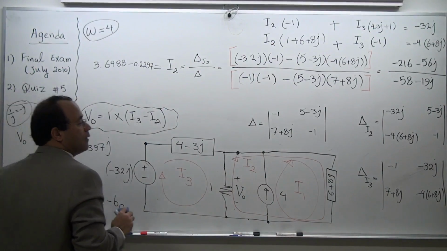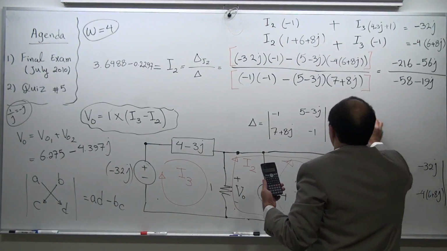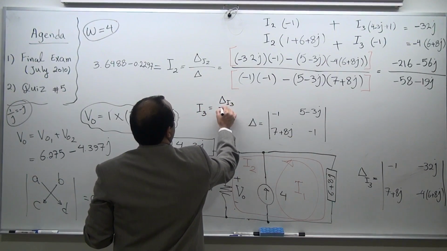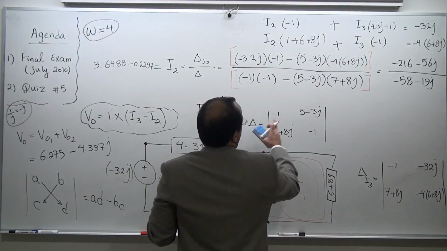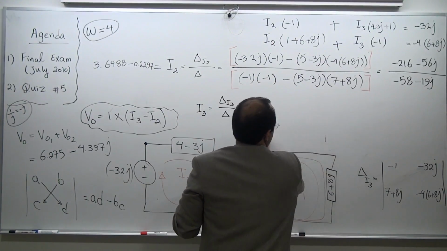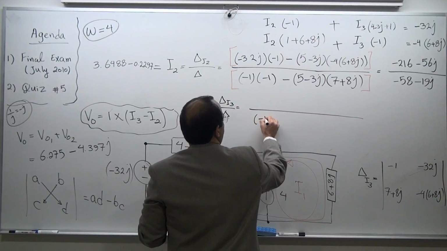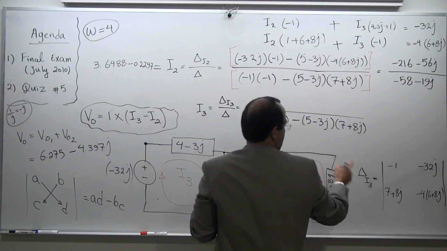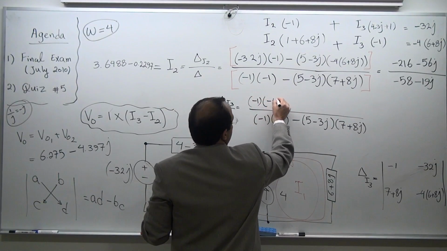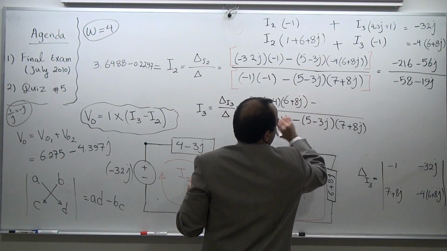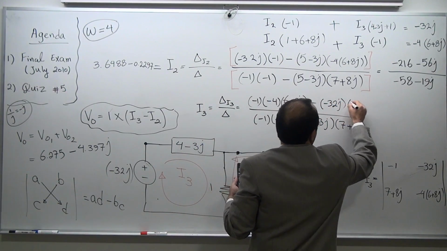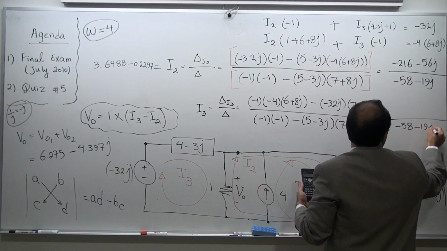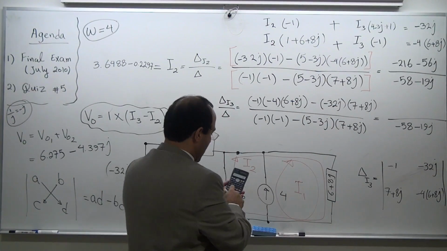I3, where am I? Okay, I need I3, so I'm going to erase this. Hopefully we haven't made any mistake on this. I3 is equal to delta I3 divided by delta. I'm going to check to see if I'm not missing anything, because I need a space. So if I follow that, it's this one, which I already know how much that is. And this one is going to give me minus 1, minus 4, 6 plus 8j, minus 32j, and then 7 plus 8j. I already know the denominator is going to be minus 58 minus 19j. Let's go on top and see what happens.